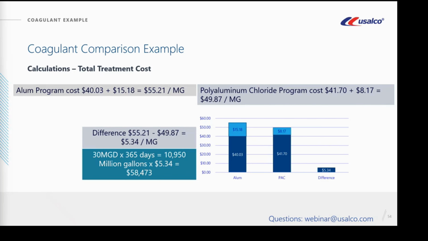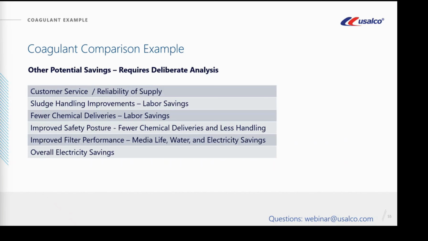Now, as we discussed, using the total treatment cost is an effective way of comparing the economic variables while ensuring they are on a level playing field. This helps make it possible to compare apples to oranges.